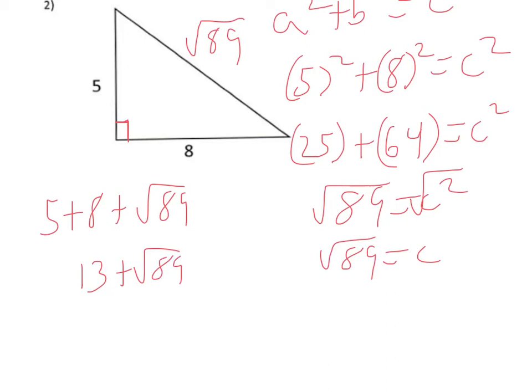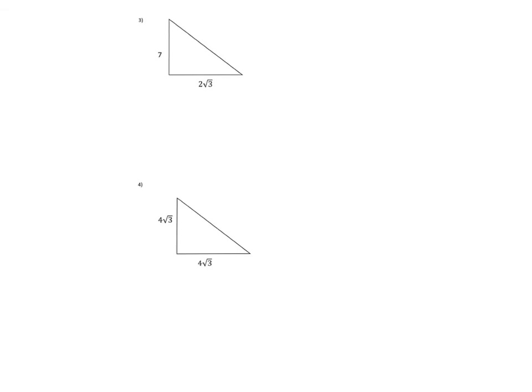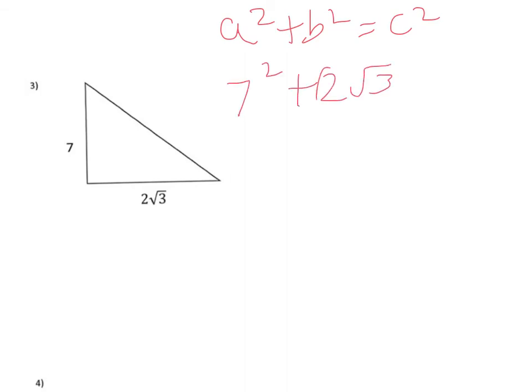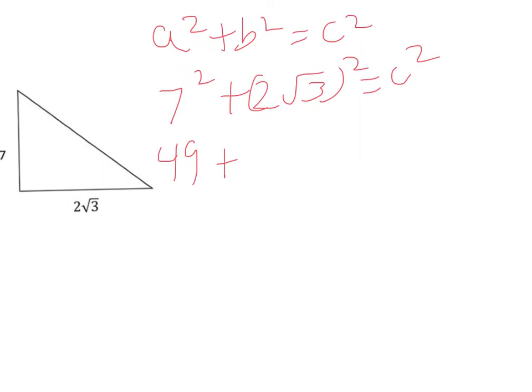Next, 2 more problems. So number 3, same thing we're going to do. We need the Pythagorean Theorem. A squared plus b squared equals c squared. We plug in 7 squared plus 2 radical 3 all squared equals c squared. 7 squared we know is 49. But what about that 2 radical 3, all of that squared? So let's take a look. It's just like multiplying.